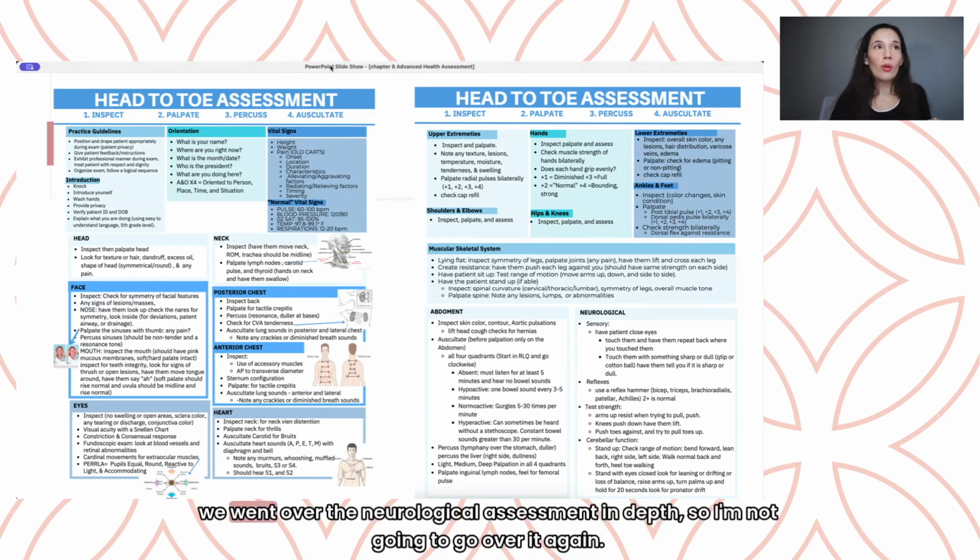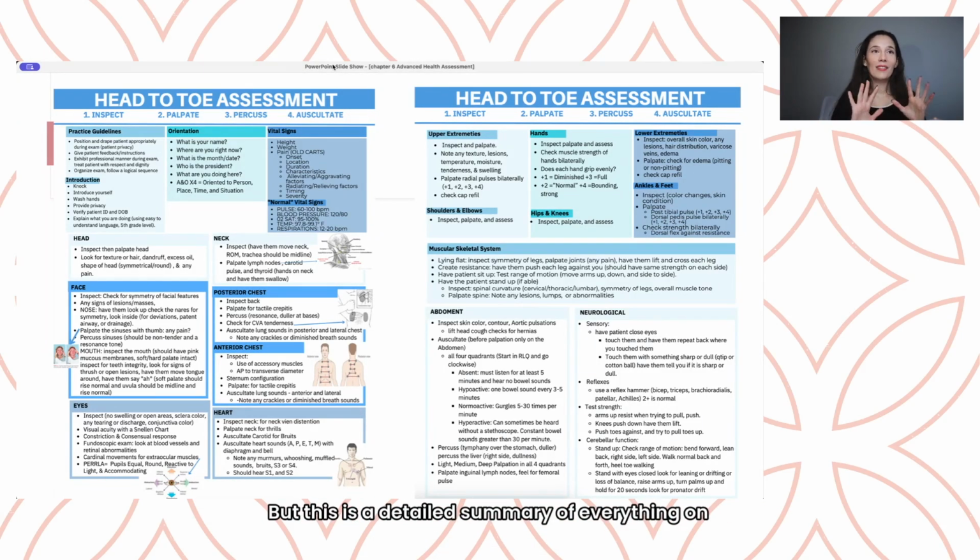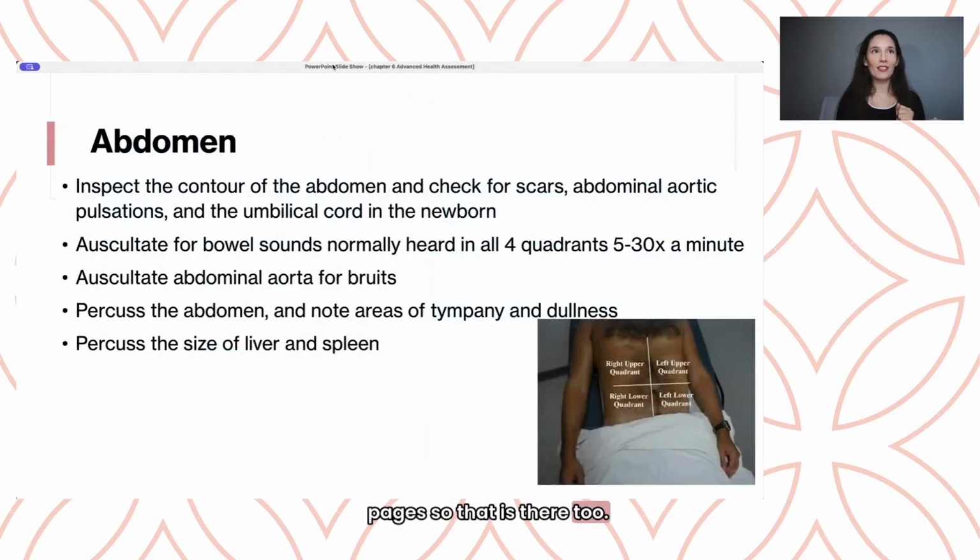And we went over the neurological assessment in depth, so I'm not going to go over it again. But this is a detailed summary of everything on 2 pages. So that is there too.